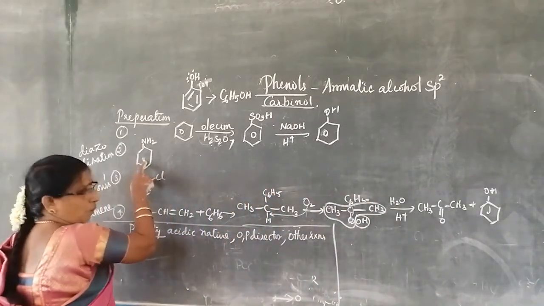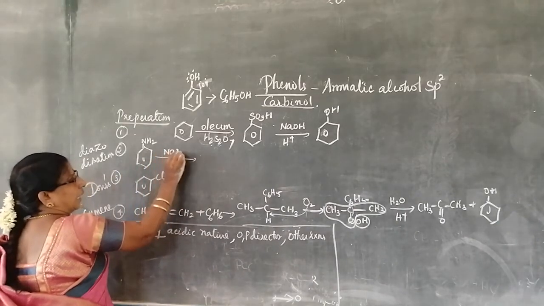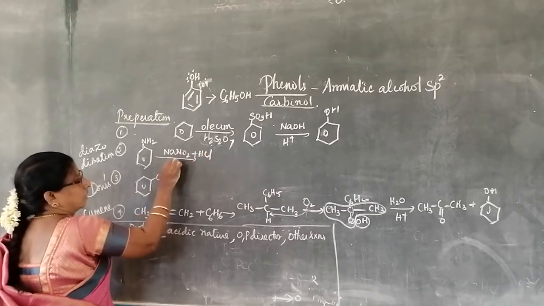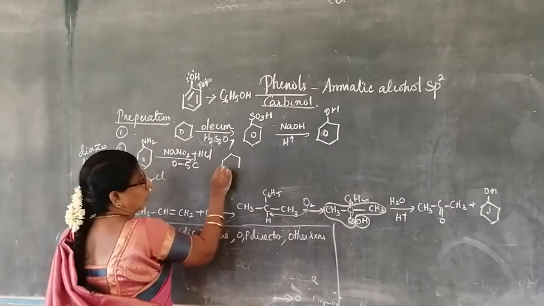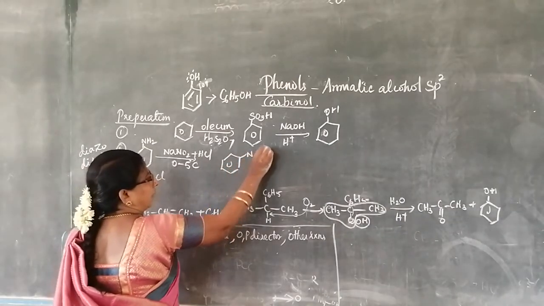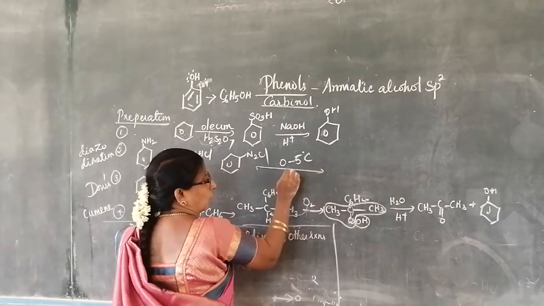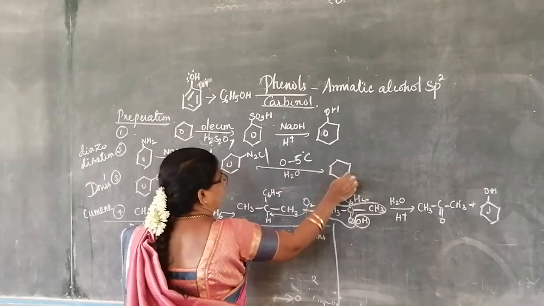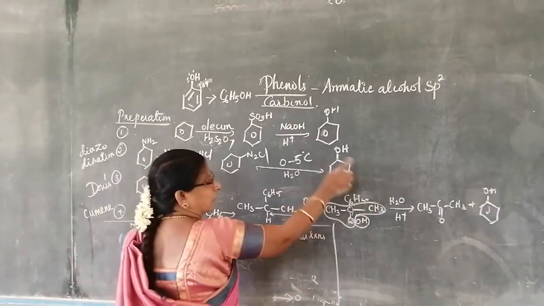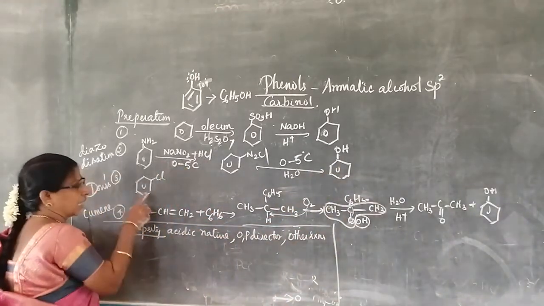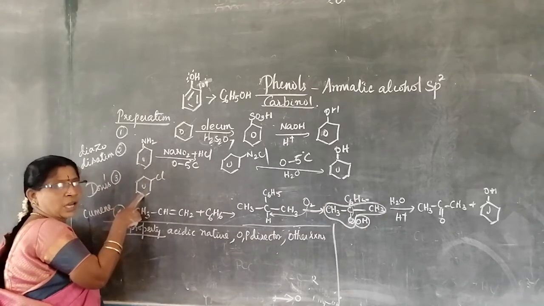Now let us come to this compound. What is the name of this compound? Aniline. When it is treated with NaNO2 and HCl at 0 to 5 degrees C, diazotization will take place and you will get benzene diazonium chloride. This, when it is warmed with water, after 0 to 5 degrees C, simple warming, you will get phenol plus N2 plus HCl. Then the Dow's process. These two reactions we have studied in the haloalkane and haloarene chapter also.